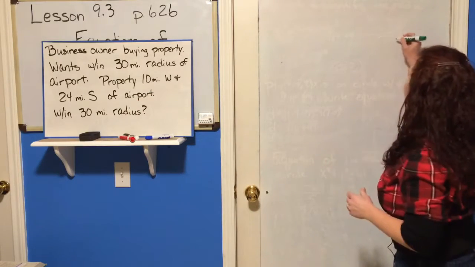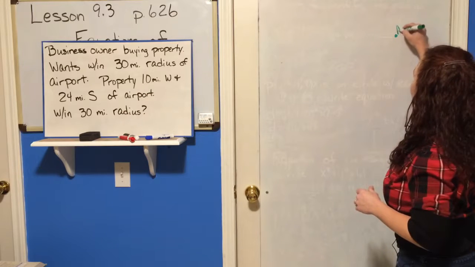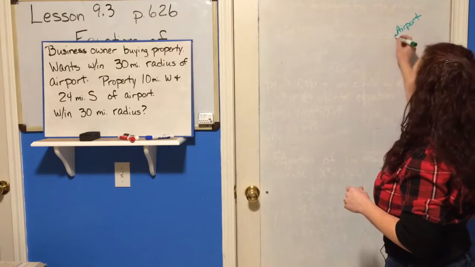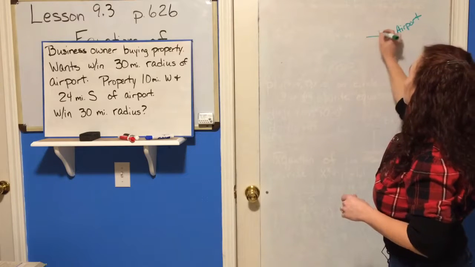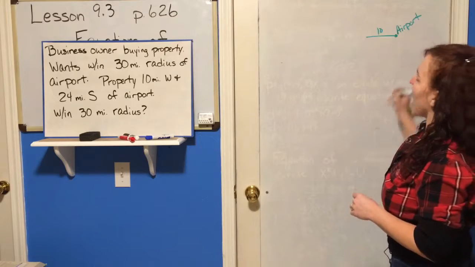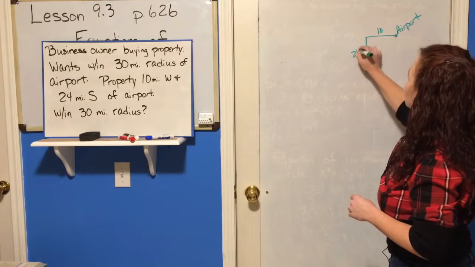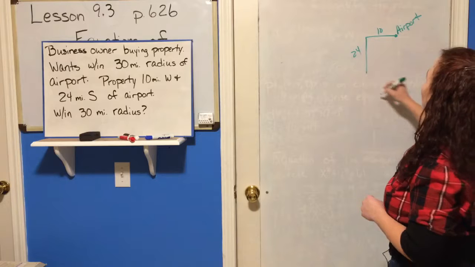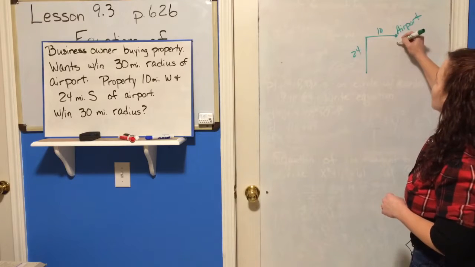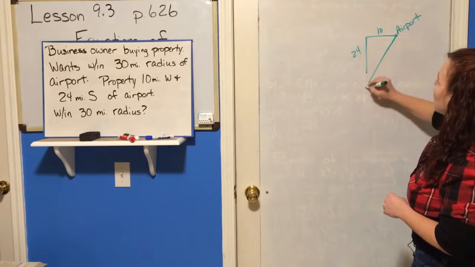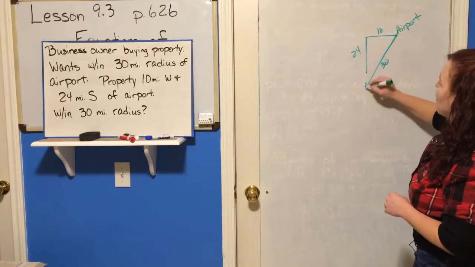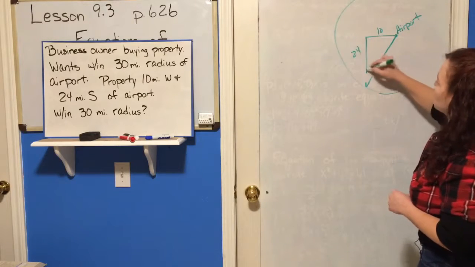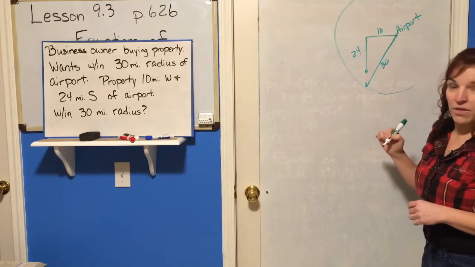So here's the deal. Here's the airport. And we've gone 10 miles west, so 10 miles to the x, and we've gone 24 miles south, and we want to know, are we within a 30-mile radius? So the radius, where is that? How far is the 30 miles? So here's our circle. Is this property within that 30-mile radius?